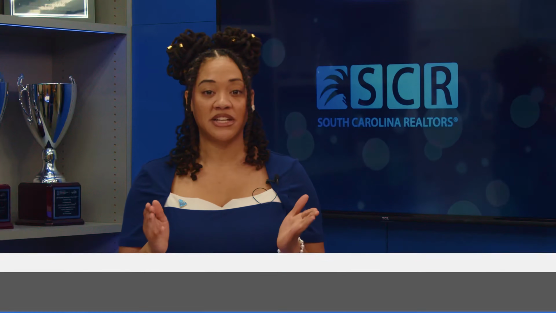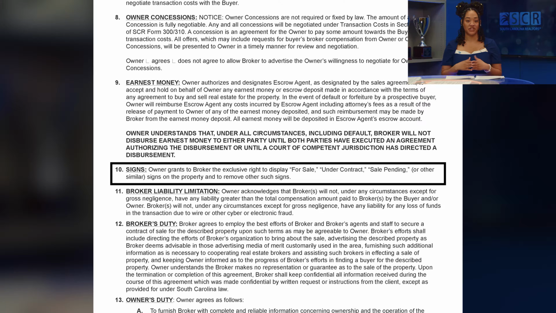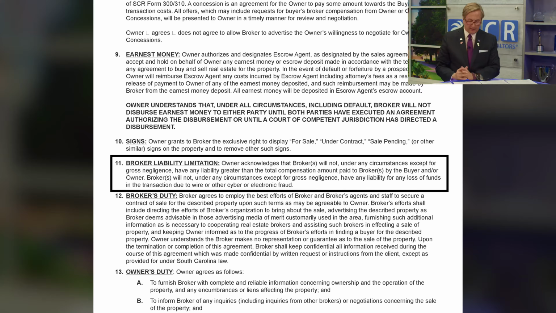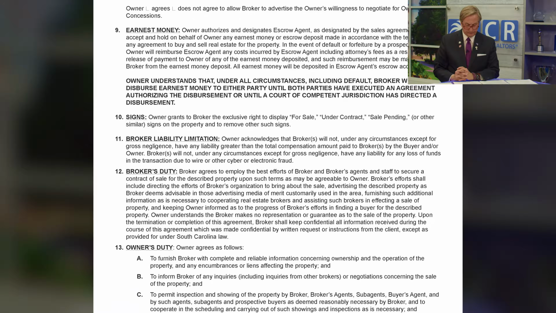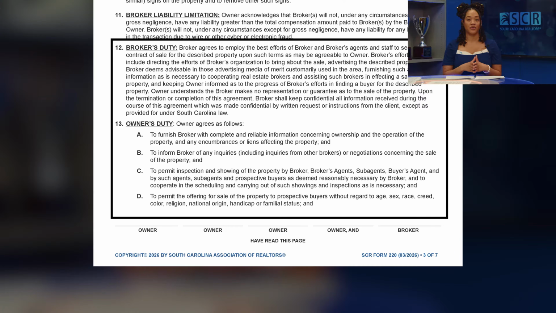Next, we're moving on to Section 10, signs. This just gives the broker permission to put real estate related advertising signs in the owner's yard or property, and that is pretty self-explanatory. But for example, for sale signs, under contract, or even sale pending signs. Section 11, broker liability protection. This section protects and limits the liability of the broker unless the broker acts in a grossly negligent manner. Section 12 and 13 go over the broker and owner duties.